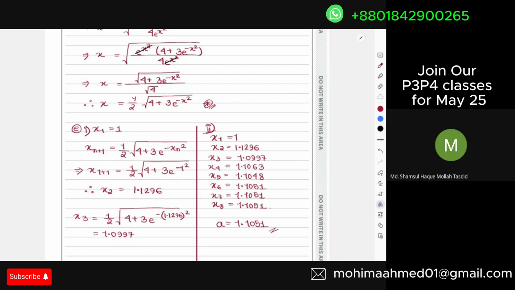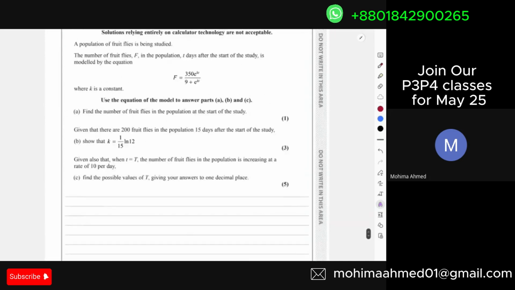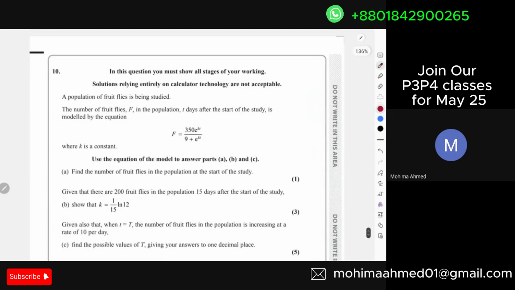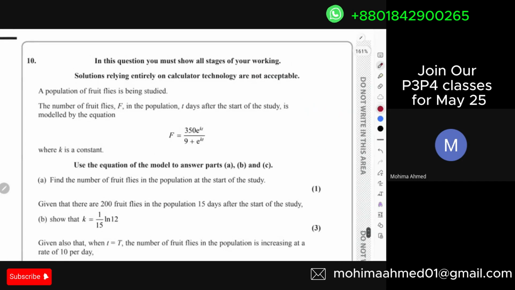Okay, Miss. Okay, so we are done with question 9. Then if you move on to your question 10, this is the last question. This is from the exponential logs part.